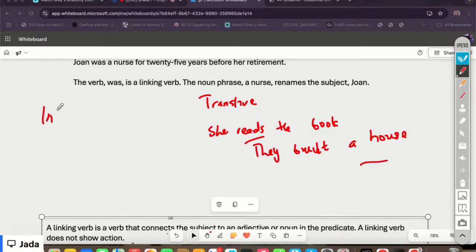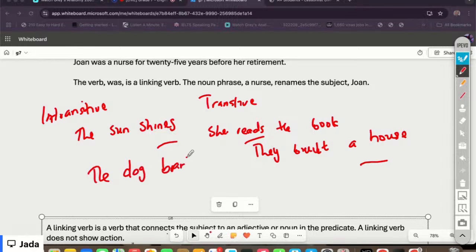And when it comes to the intransitive, so we have "the sun shines." There's no object receiving, so we don't have a direct object to receive this sentence. Or we can say "the dog barked." So there's no object receiving the action of barking. So before, you can say, "Oh, the dog barked at me," and then it becomes a transitive verb. Okay.